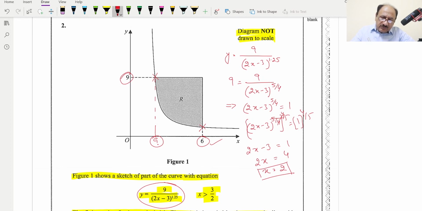So for this point, what will it be? This point will be (2, 9), and this point, which has the x value 6, will be (6, 0). So we have to integrate. Basically what we have done is we found the limits of the integral which we will be utilizing. Now we found the integral limits as 2 and 6. So these limits we will apply.